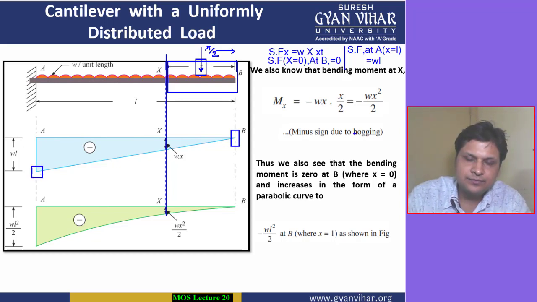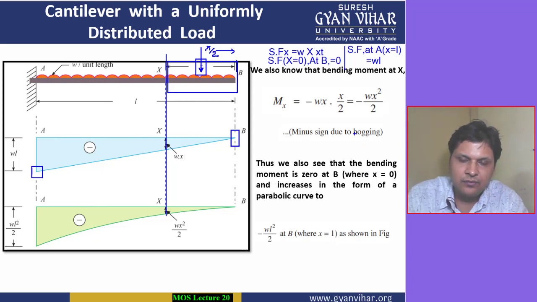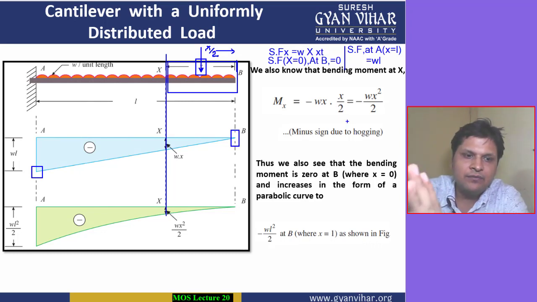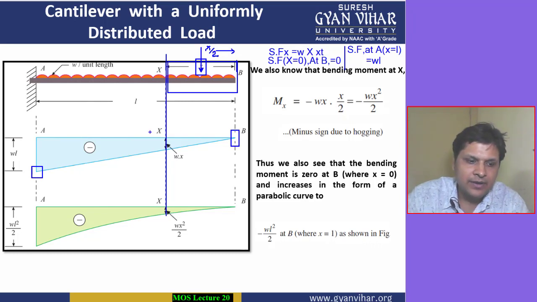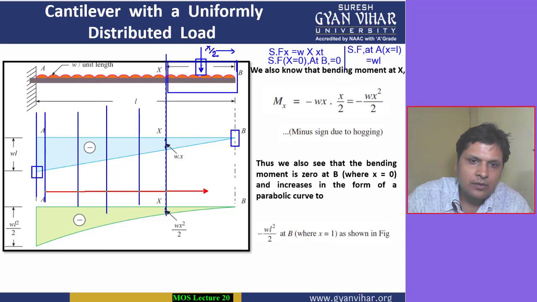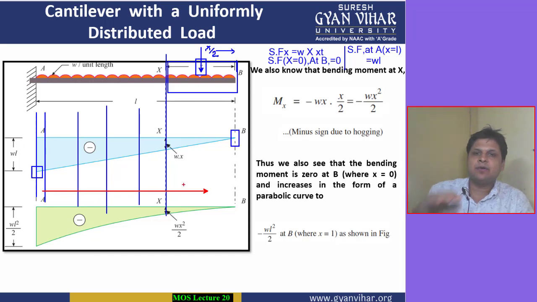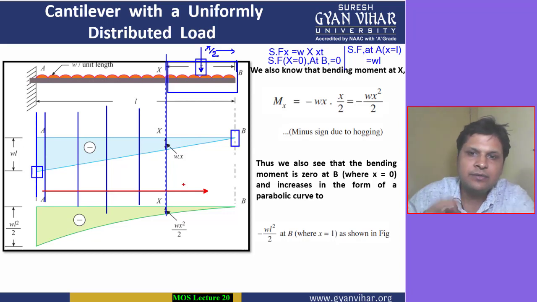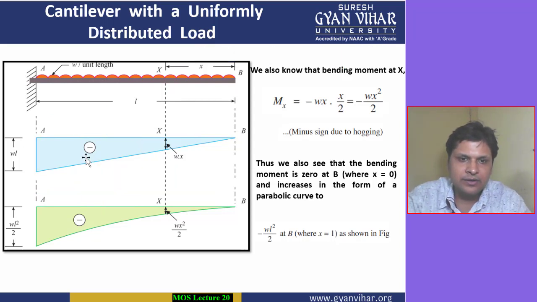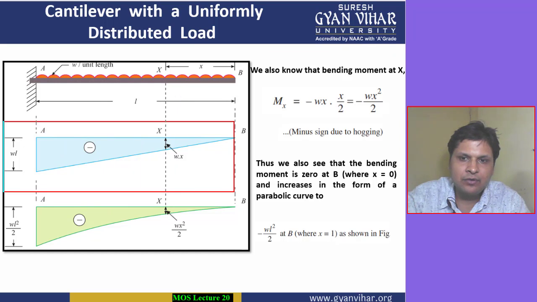And since we consider as negative the forces which are going downwards on the right hand side of the section plane, the plane is moving in this way and we are taking the values of this side, so it is considered the right hand side. For the right hand side, forces going downwards are taken as negative and those going upwards are taken as positive. So in this way we have got the values for drawing the shear force diagram.